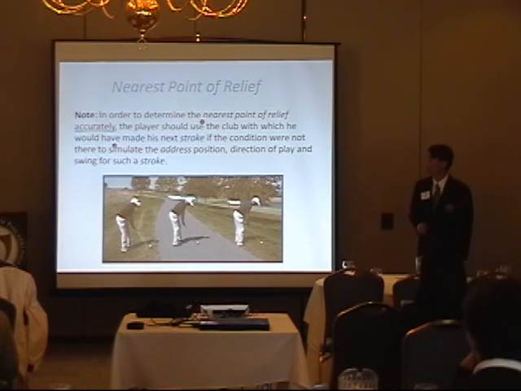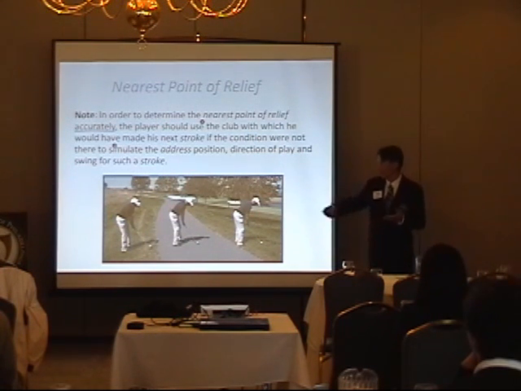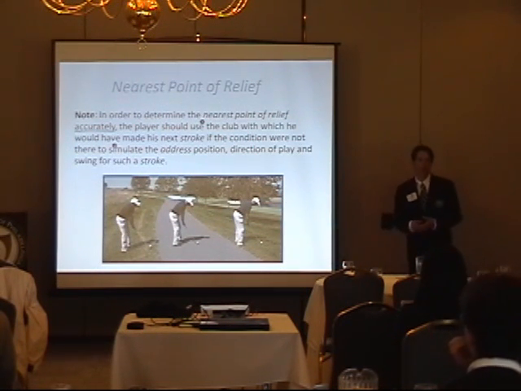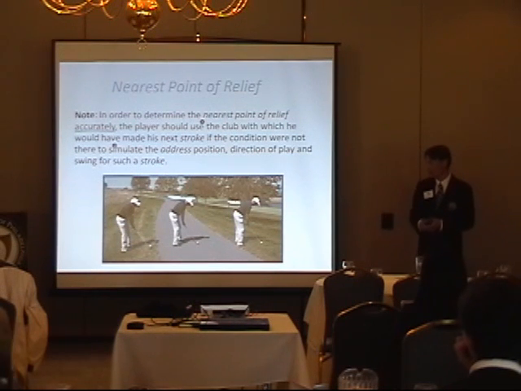In order to determine the nearest point of relief accurately, the player should use the club that he or she is most likely to play from that position. Again, if that cart path wasn't there, if he didn't have to take relief. So in a situation like this, if he was 150 yards from the green, and that's his normal 7-iron distance shot, when he or she is taking relief from that cart path, you have to use the club that you are most likely to play if there wasn't a cart path there, if you didn't have to take relief.